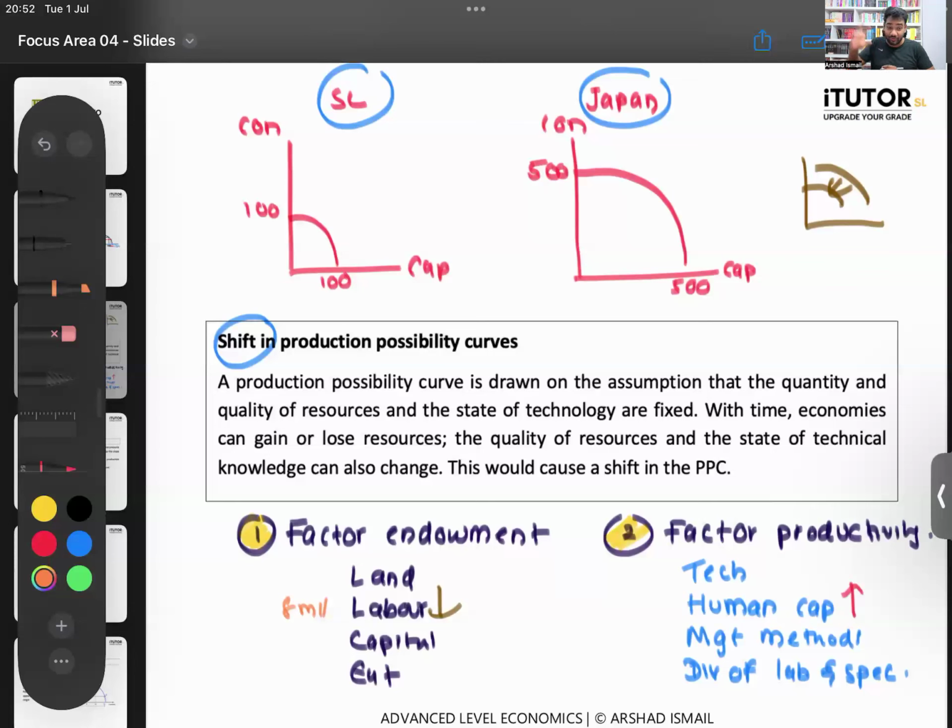When certain things, for example, they can give you, Sri Lanka discovered a new oil deposit in Manna. Try to connect it to something. A new oil deposit in Manna. How will that be shown in the PPC? Oil deposit, natural resource. We have found one, it has gone up. What is that? Land has increased. And shift the PPC outward then. If these factors increase, then your PPC will be bigger, an outward shift. If any of these decrease, then it's an inward shift. So always think from that angle.